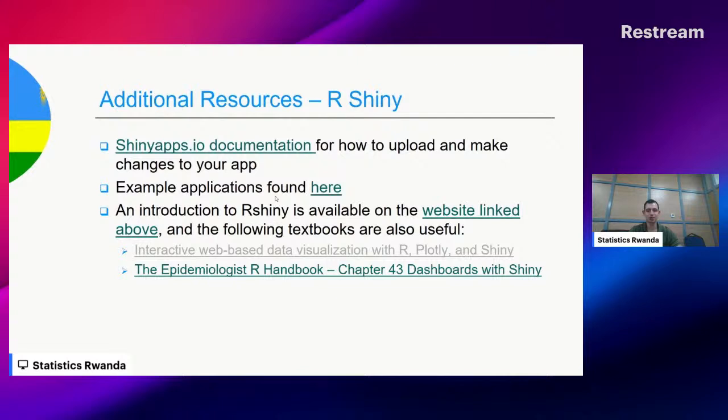And we also have introduction to R Shiny with some textbooks that go a bit more in depth about how to use different plotting technologies and how to integrate them into a Shiny app. The Epidemiologist R Handbook also has a really useful section on how you can make functions which do dynamic data kind of modeling with an R Shiny app. So I'd really recommend that one.